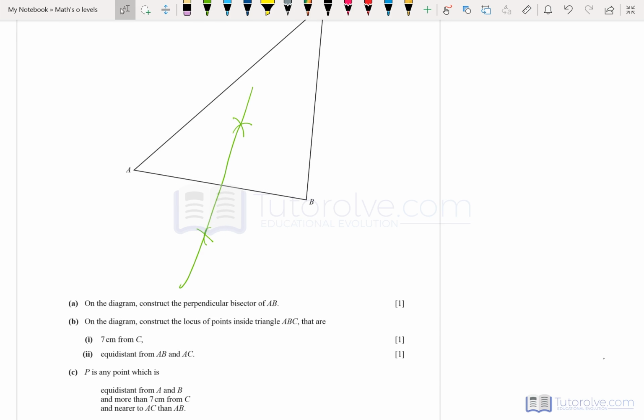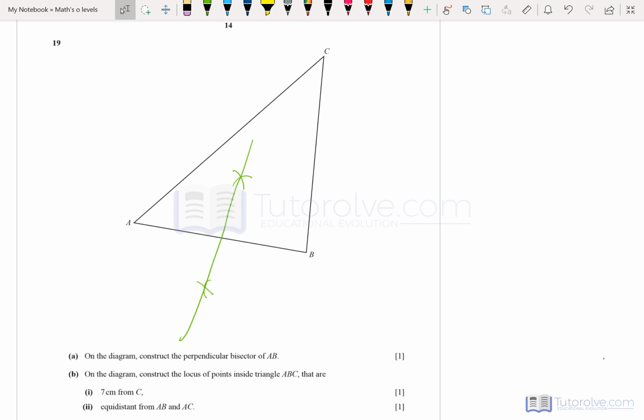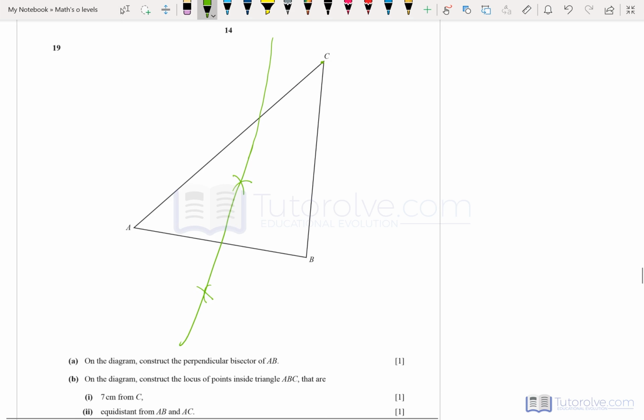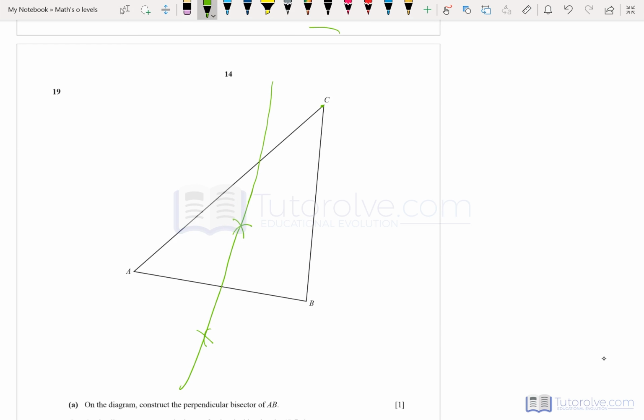Now, on the diagram, construct the locus of points inside the triangle that are 7 centimeters from C. What 7 centimeters from C means is that you need to draw a circle with radius 7 and center C. So that would be something such as this.